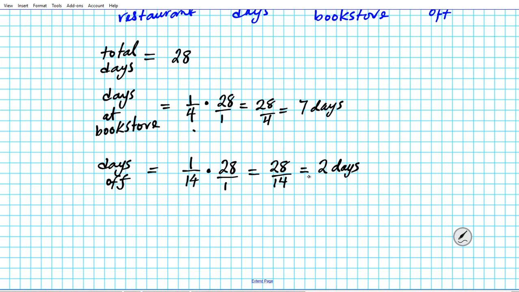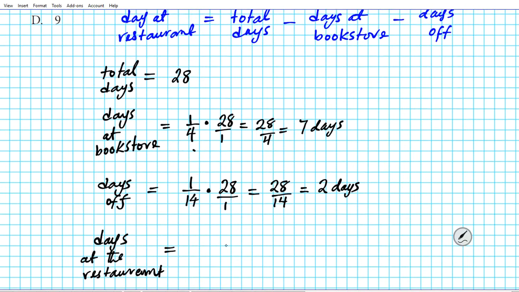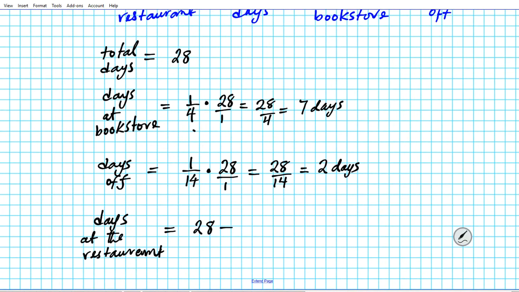Now, how many days at the restaurant? How many days did Carol spend working at the restaurant? Days at the restaurant. We are now going to resort back to our formula, which is total number of days, which is 28, minus days at the bookstore, which is 7, minus days off, which is 2. So we have 28 minus 7 minus 2, which is the same thing as minus 9. What is 28 minus 9?